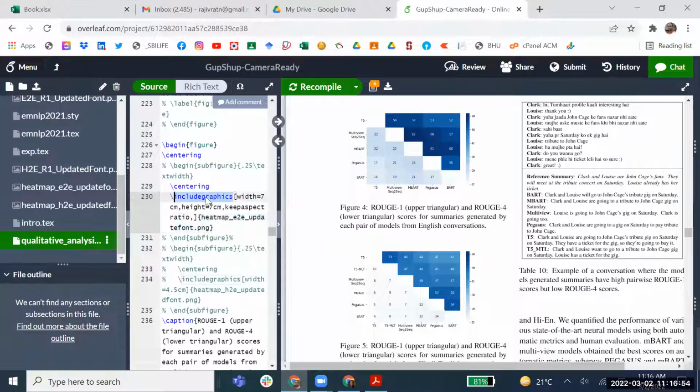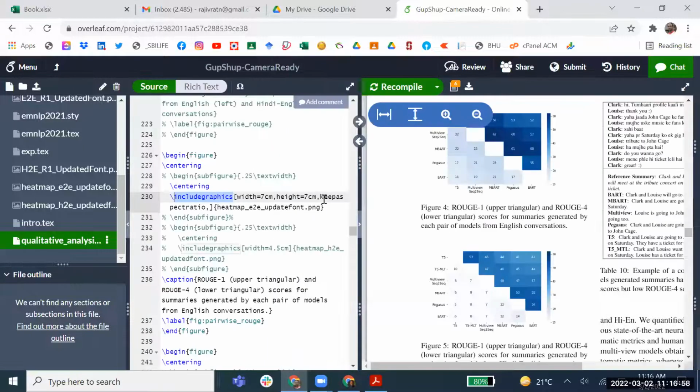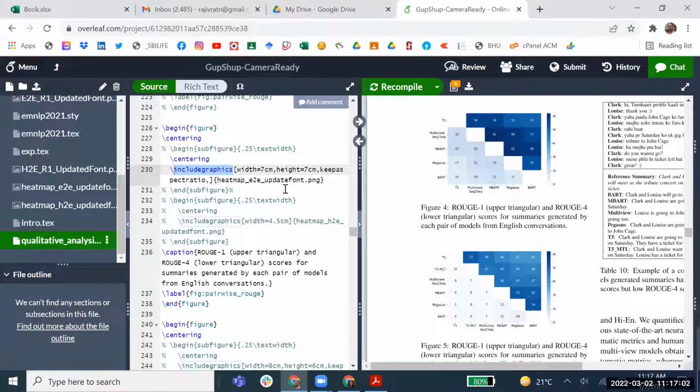There is a tag called include graphics, and here you can mention what width and what height you want to keep. So simply use that figure, mention the path here, and it will automatically draw, I mean, insert it for you. Fine.